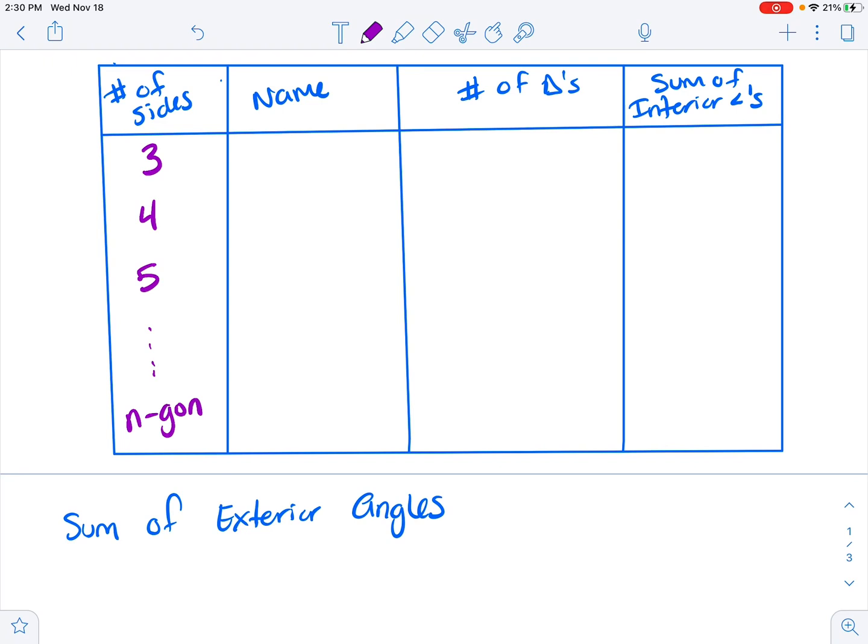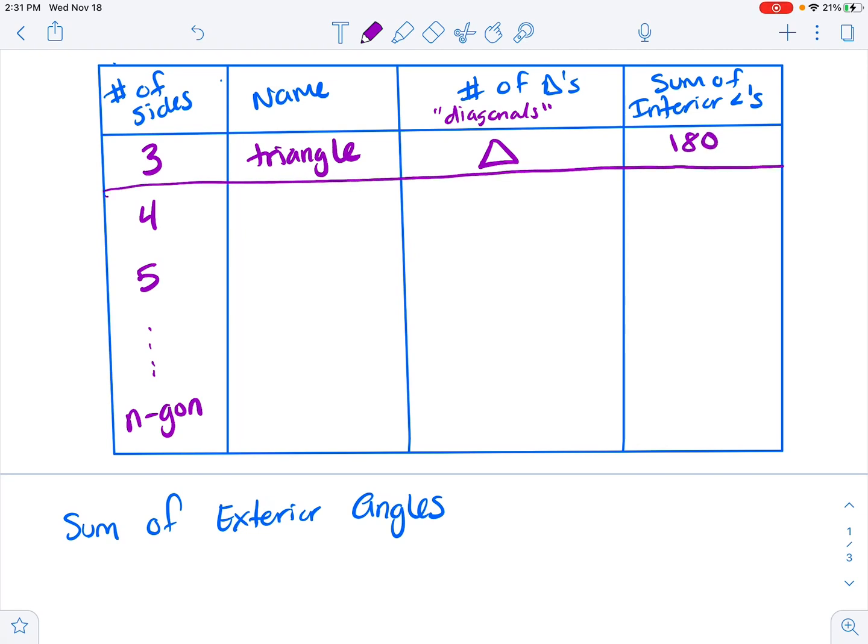Okay, so for the first part, 3-sided figure, what's it called? It's called a triangle. Okay, now number of triangles, we're going to actually talk about drawing in diagonals. So when you just have a triangle, there's no diagonal to draw in, it's just a triangle. What's the sum of the interior angles? We've already done this. Every triangle adds to be 180.